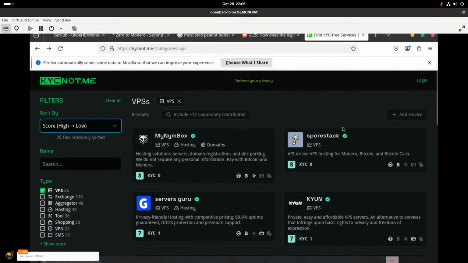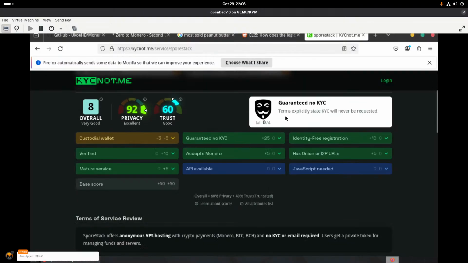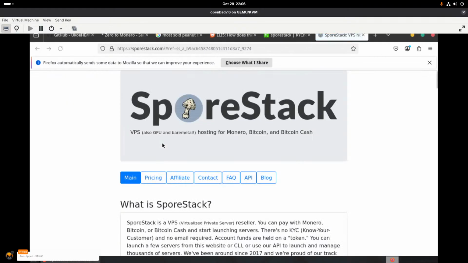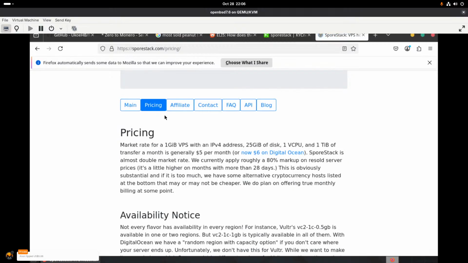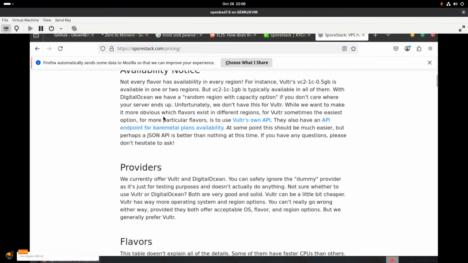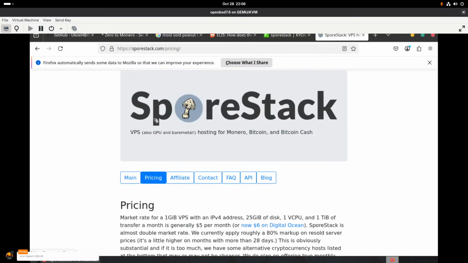It seems like these are your two options. Their trust is not really there. Pricing is market rate, for 1 gig, so $5 a month. Hosting for Monero, Bitcoin, and Bitcoin Cash. Providers, we currently offer Vultr and DigitalOcean. You can safely ignore the dummy provider, as it's just for testing purposes.